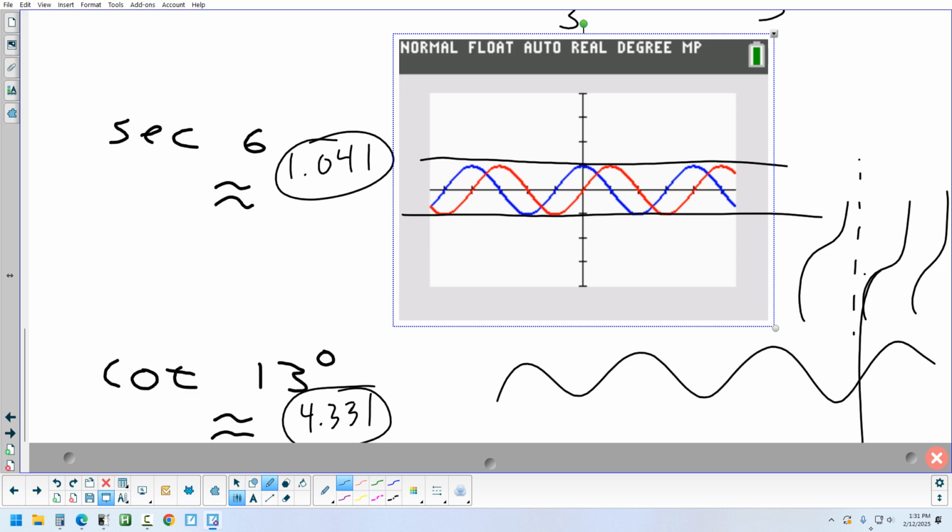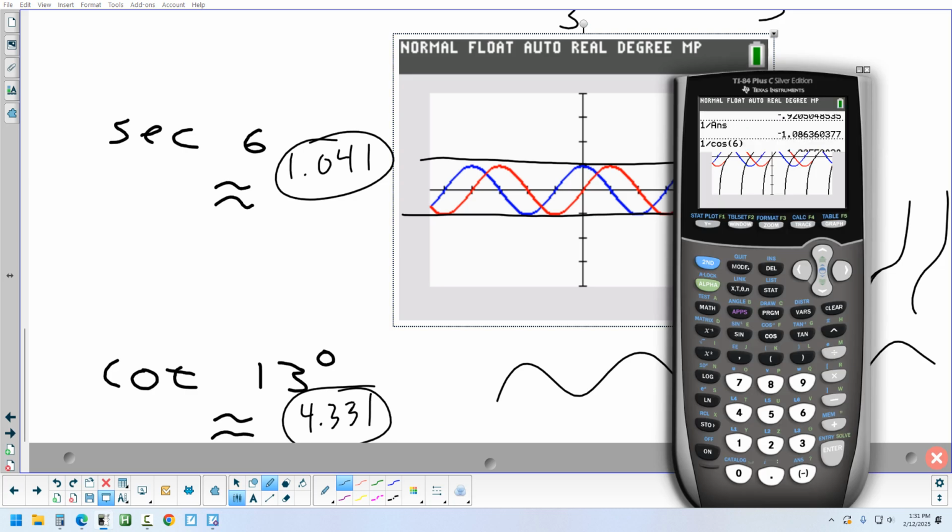So if I type in something like tangent of 90.00001, look at the answer I get. It's like negative 5 million something. It's really, really far down. It's basically negative infinity. What do you think would happen if I try to do exactly 90? So we did 90.00001. Here's 89.99999. That's the opposite. It's like positive 5 million.